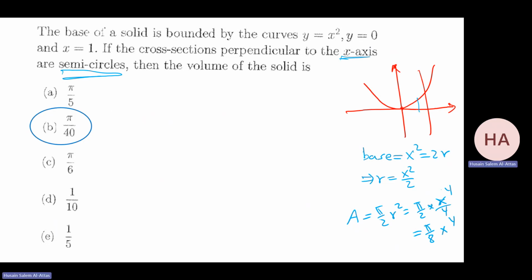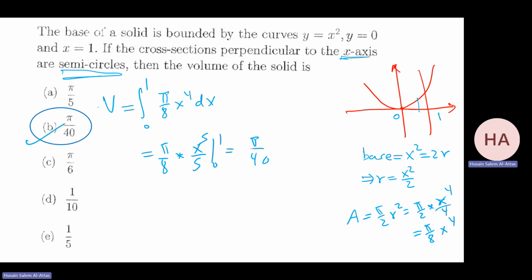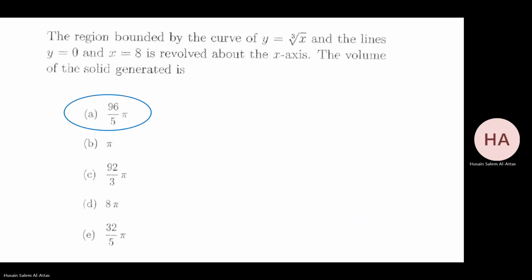So the volume, and that from where to where? From 0 to 1, very clear. The volume will be the integral from 0 to 1 of this area dx. That will be pi over 8 times x to the power 5 over 5 from 0 to 1. That is pi over 40. Okay.